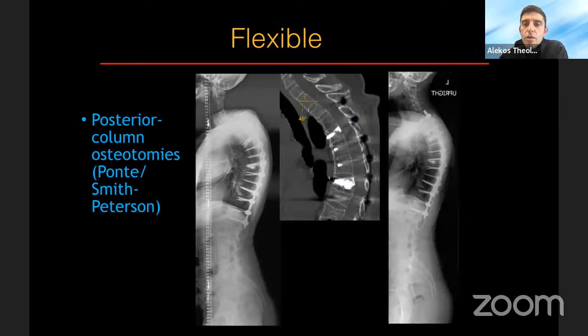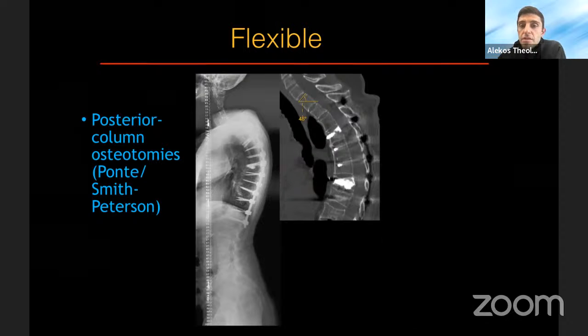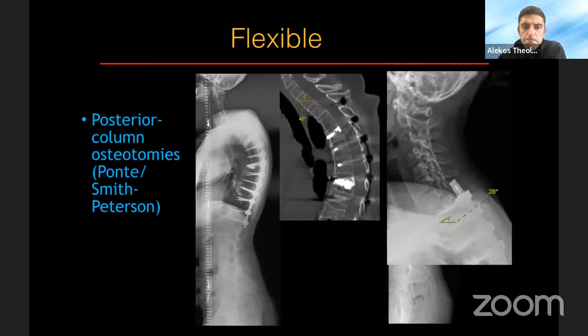We extended her up to T1 and did some posterior column osteotomies at T1, T2, and T3. And her T1 slope, as you can see here, normalized. And she was very, very happy. You can see that upper thoracic hump on the radiographs is no longer present.